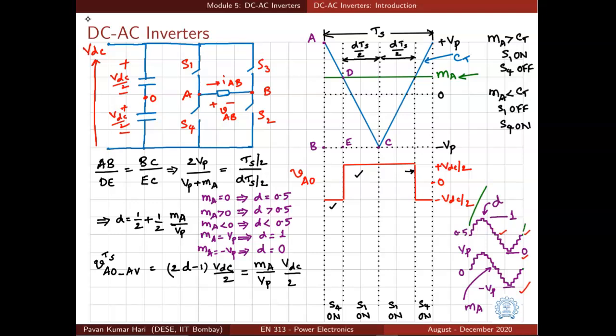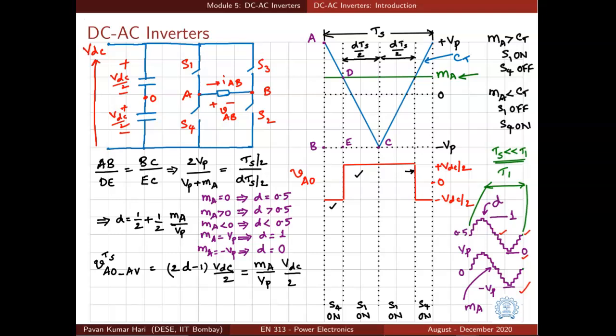Remember, what is the periodicity of this duty cycle variation? The periodicity here is T1, and Ts is much smaller than T1. Because Ts is much smaller than T1, even though we are saying that D is a sinusoidal function or Ma is a sinusoidal function, in that small interval the sinusoidal function can be assumed to be constant. That is why we have drawn D and Ma like a stepped sine wave.